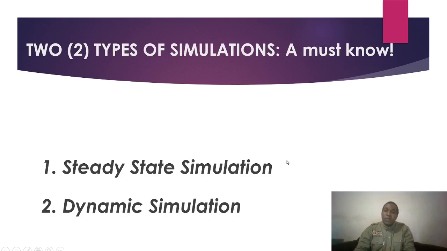So basically, we've got two types of simulations. We've got steady state simulation, which is also known as static simulation, and we've got dynamic simulation. These two types of simulation you have to know, or it's a must to know, because whenever you are building a simulation, you should be able to know what type of simulation you are building. Are you building a steady state simulation or a dynamic simulation?